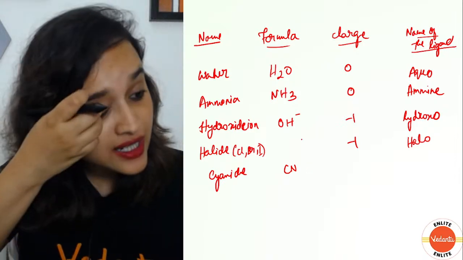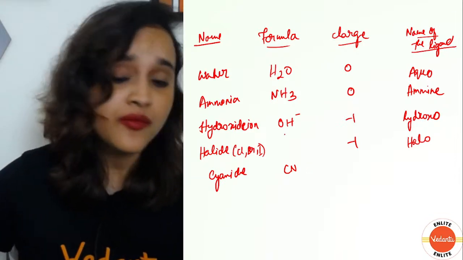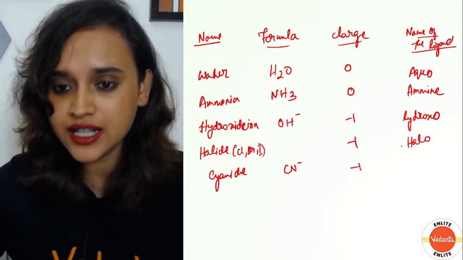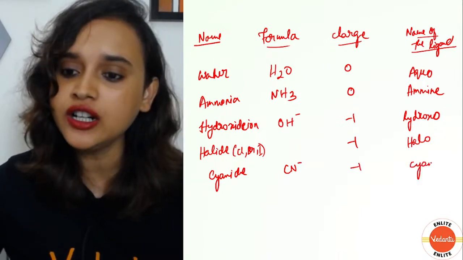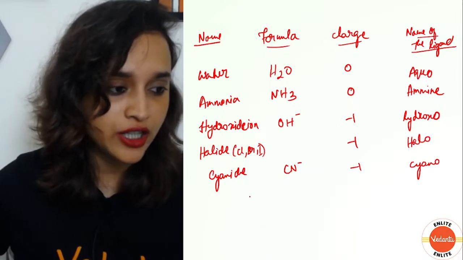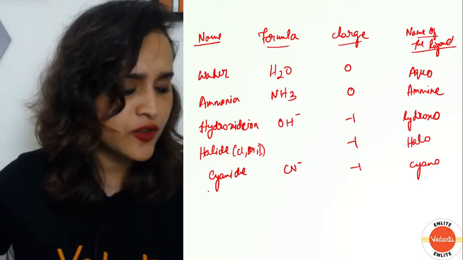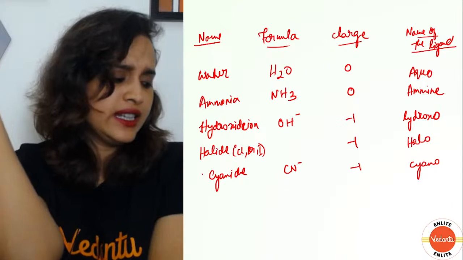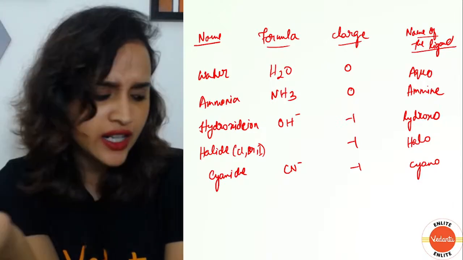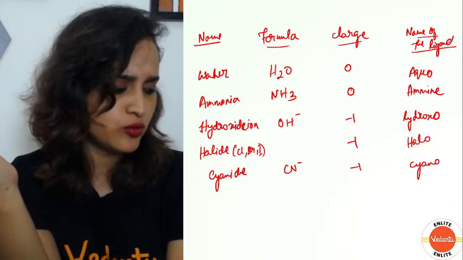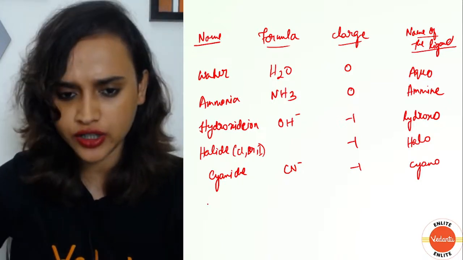Any idea what charge this has, everybody? CN minus, so again, minus one, okay? So this will be your cyano. Apart from cyano, I think there are carbonato, sulfato, and oxalato. Yes, they all have minus two. Carbonato, sulfato, okay, write it down.